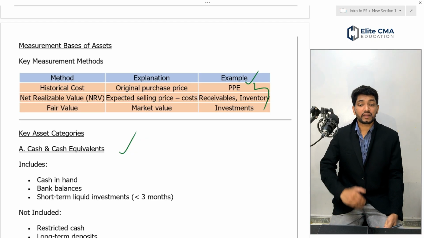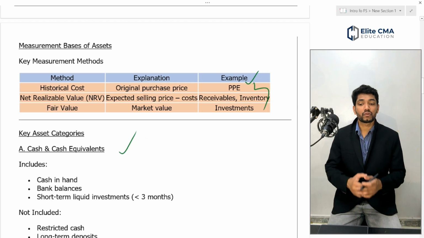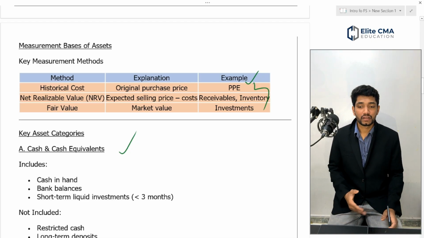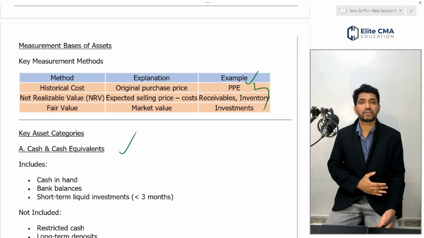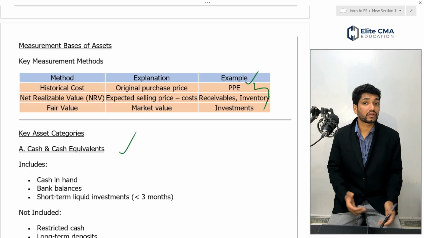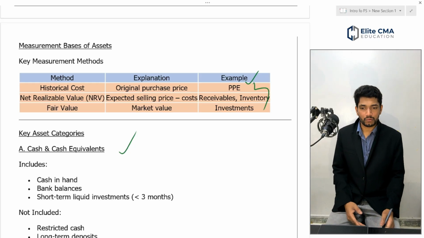If there is any restricted cash in the balance, it is not included in cash and cash equivalents. A long-term deposit is also not considered a cash and cash equivalent because its liquidity is lower than cash and cash equivalents.